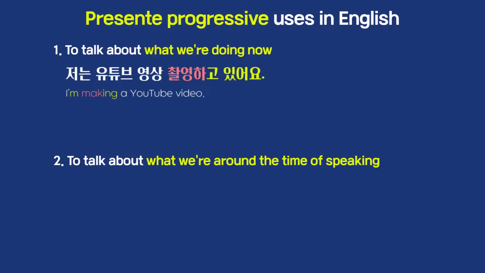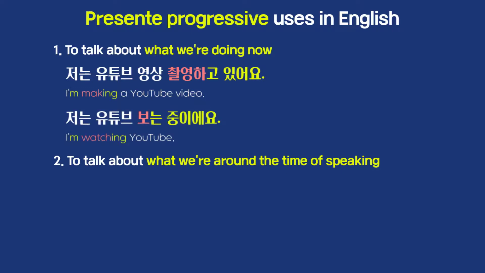So I can say, 저는 유튜브 영상 촬영하고 있어요. I'm making a YouTube video. So in this sentence, I've used 고 있다 to talk about what I'm doing now. And to say that you're watching YouTube using 중이다, you can say 저는 유튜브 보는 중이에요. I'm watching YouTube. So we can use either 고 있다 or 중이다 to talk about what we're doing now.